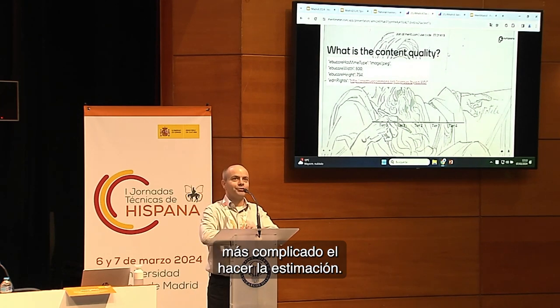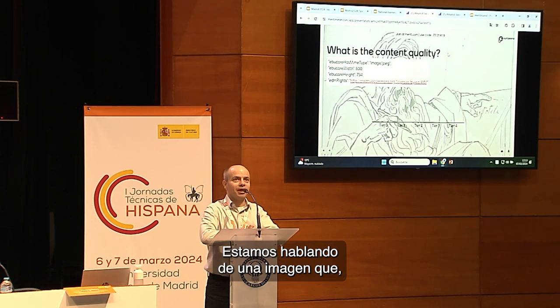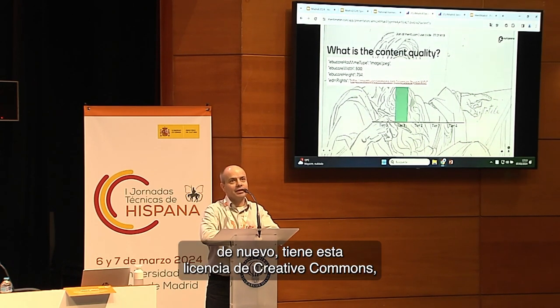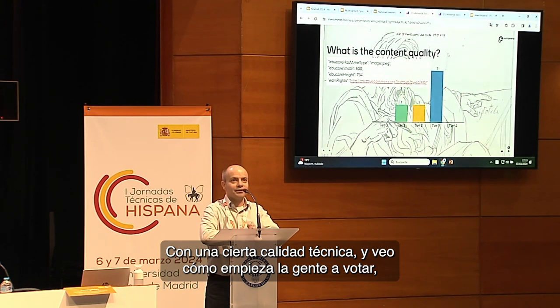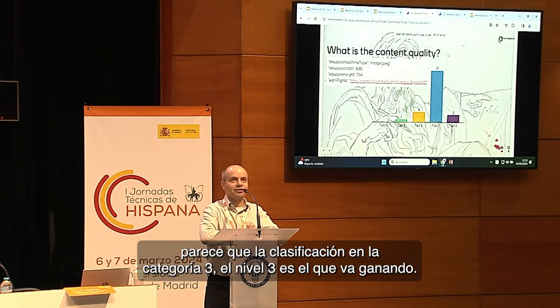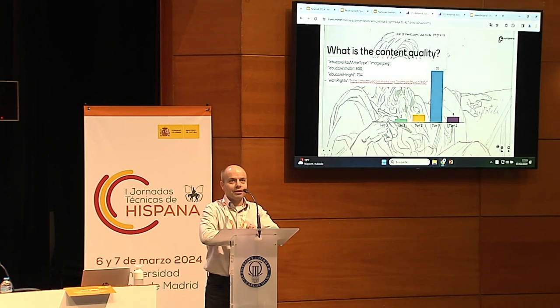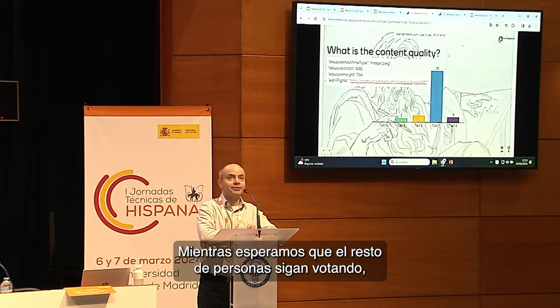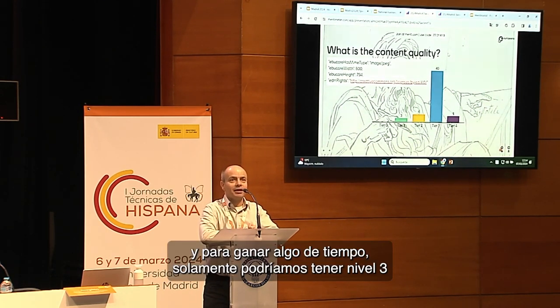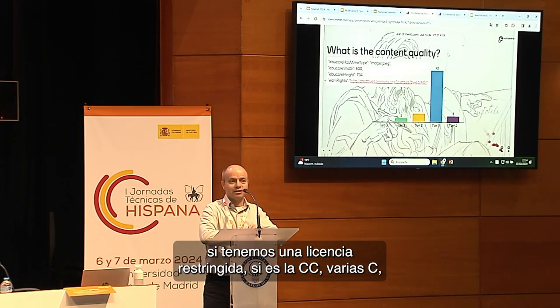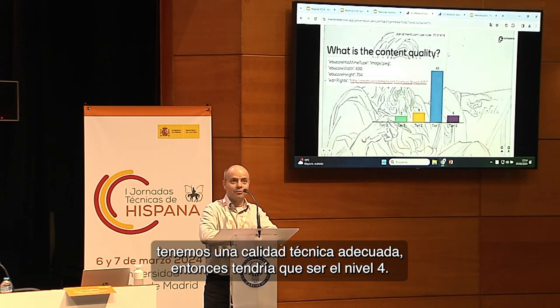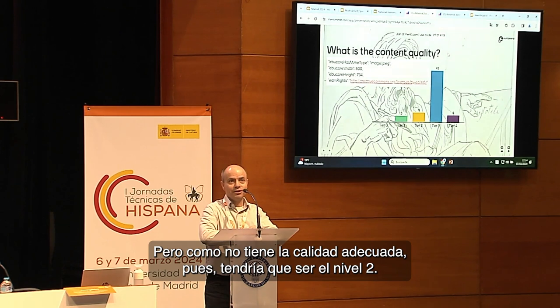The second example could be a bit more tricky to estimate. It's an image with, again, a CC BY-SA license, but with a different technical quality. I'm seeing votes coming in, and it looks like tier three seems to win. Tier three can only be the case if it's a restrictive license, something like CC BY-NC-ND or so. If it's CC BY-SA and it has the right technical quality, it must be tier four. But as it doesn't have the right technical quality, it's actually tier two.